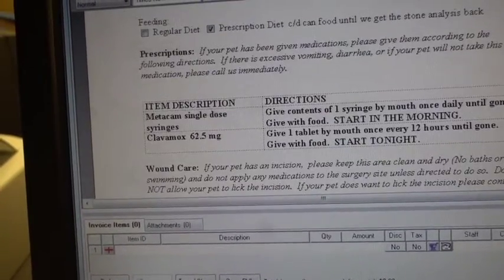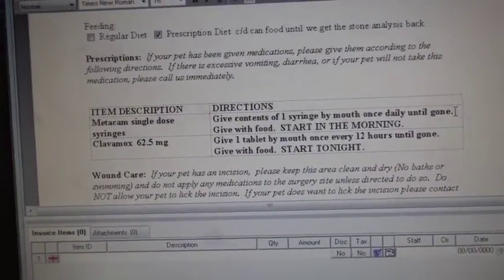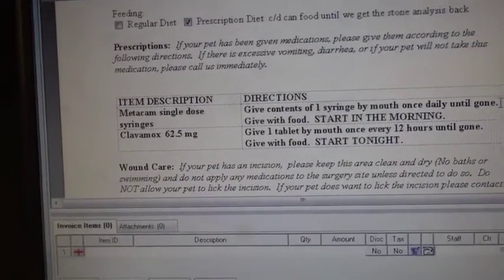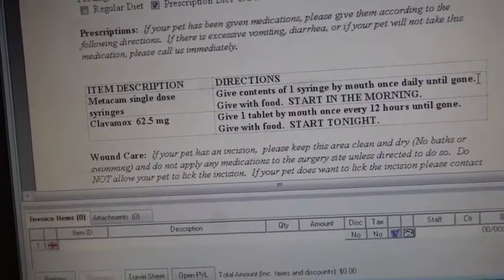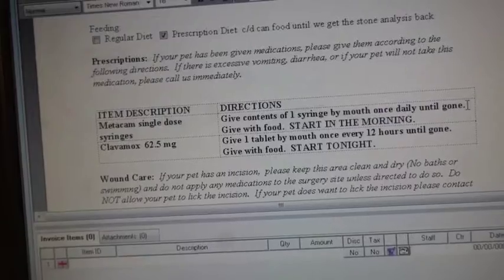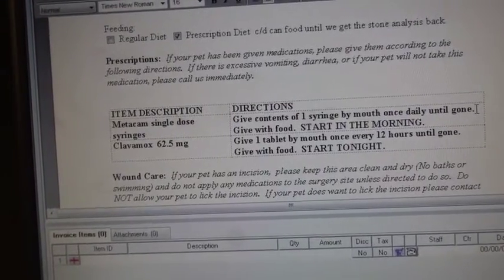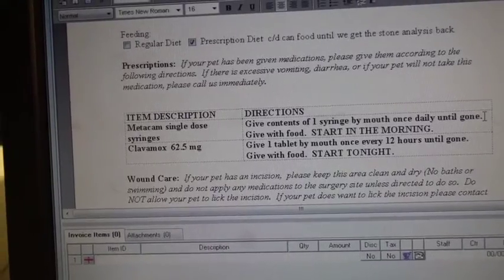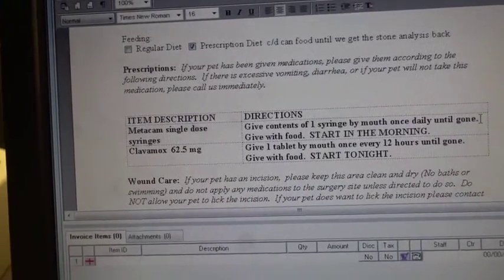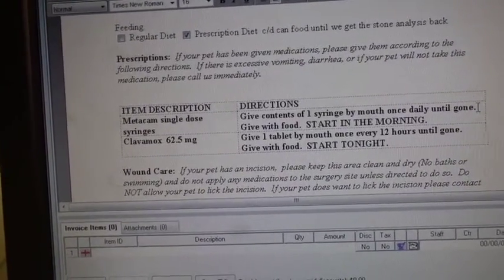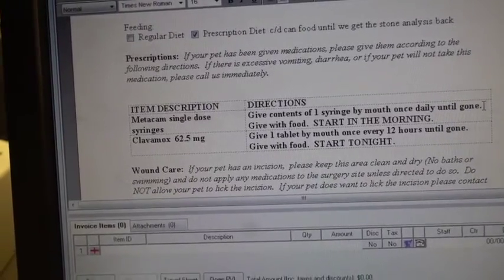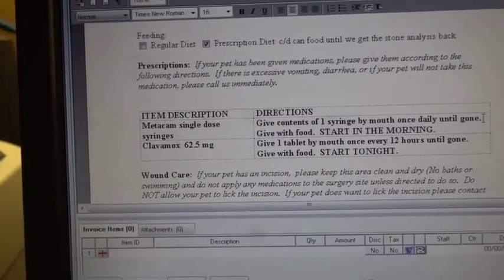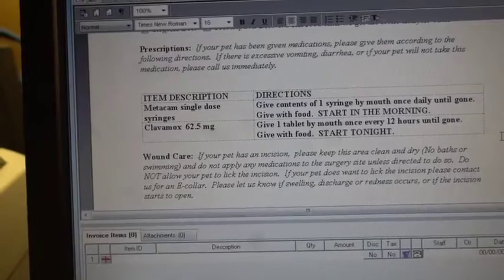It also talks about different prescriptions and medications we're sending home that day, when to start it, how much to give, and what type of medication it is. There's risks on there for excessive vomiting, diarrhea. If the patient won't want to take the medication, we ask them to call us immediately so that we can go from there to see what's necessary.